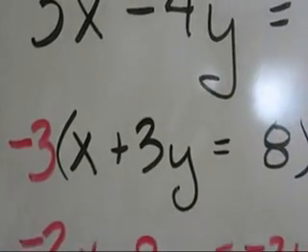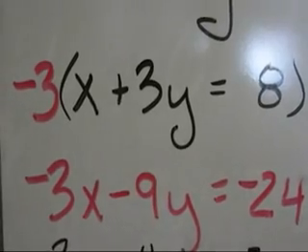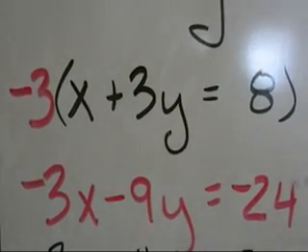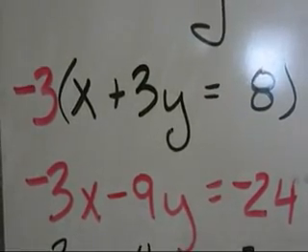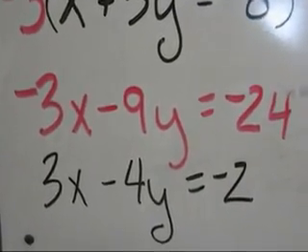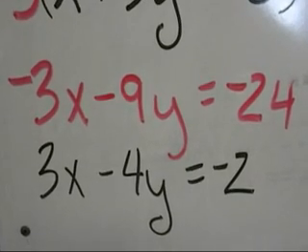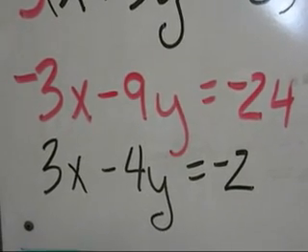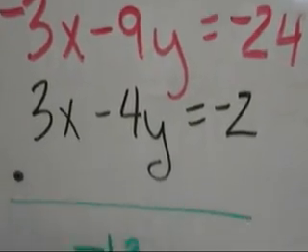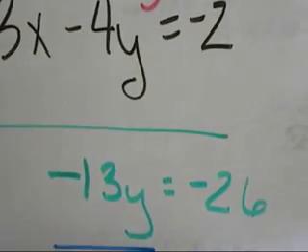Negative 3 times x is negative 3x. Negative 3 multiplied by 3y is negative 9y. And negative 3 times 8 is negative 24. Now bring down the second equation as it was. 3x minus 4y equals negative 2. And now, when I add the new equation in red with the original second equation, which is in black, we get negative 13y equal to negative 26.